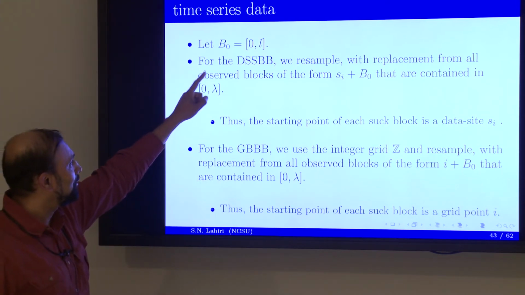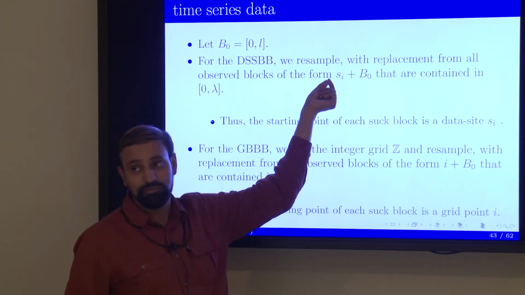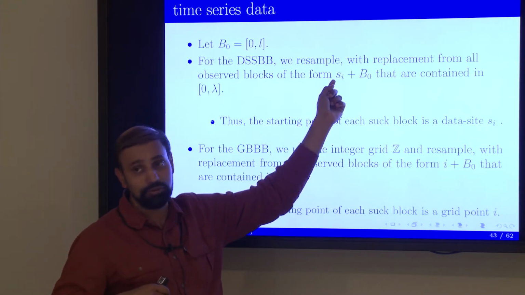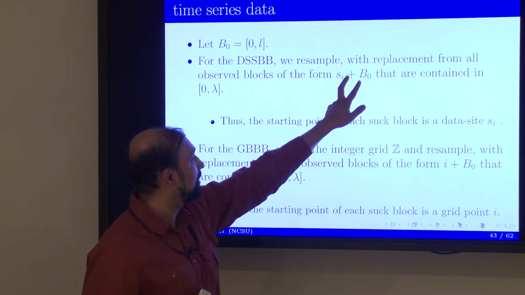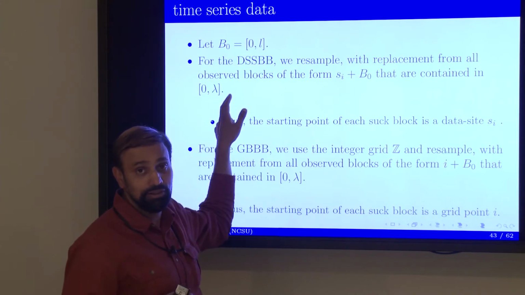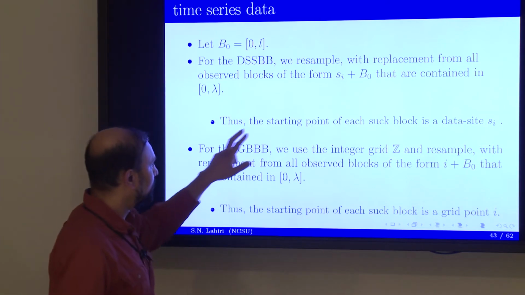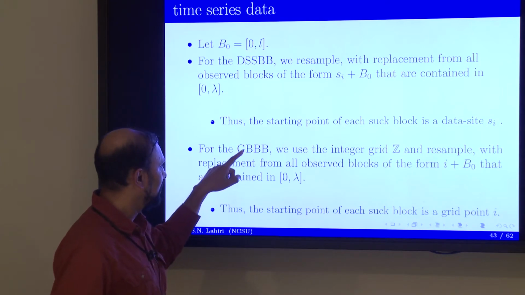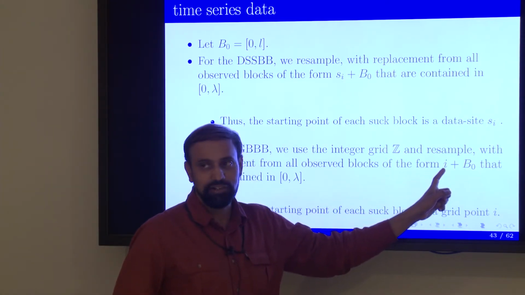In any case, when we are looking at DSB, I have this template. I'm going to shift that using the observation locations S1 through Sn, to the extent I can, as long as the shifted intervals still lie within 0 to lambda. So for the last few, you cannot really define your blocks. So the starting point here is given by one of these data sites. And the other one is grid based. As I said, I'll take the integer grid.